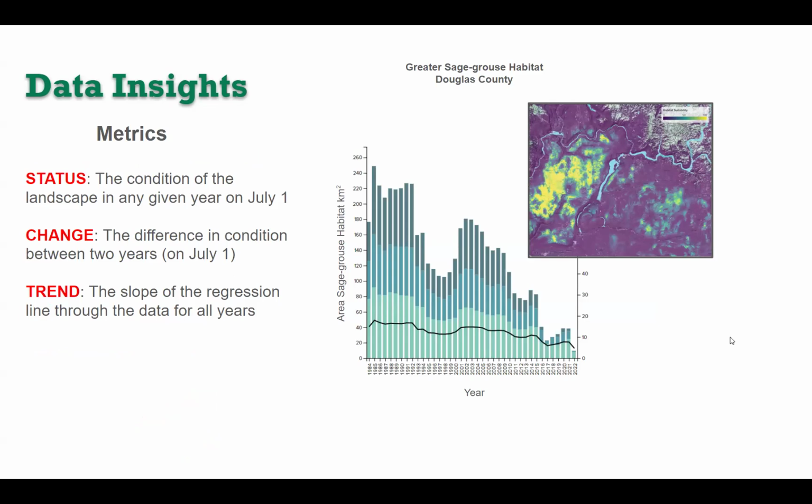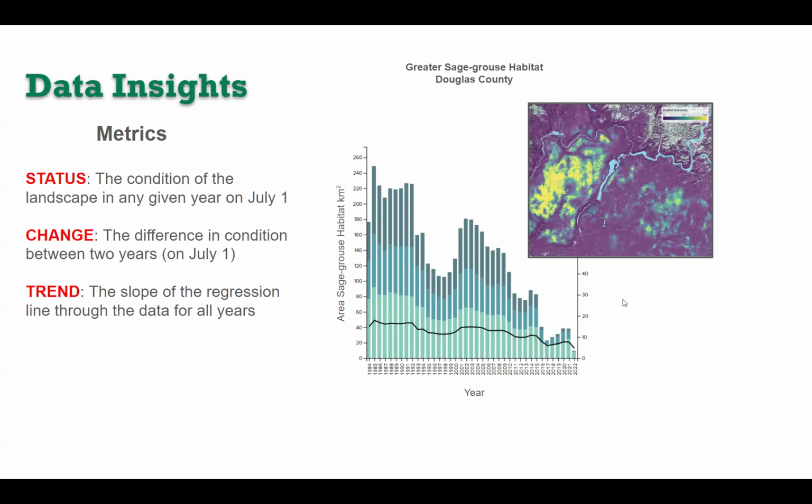There's also the metrics, like what are we actually showing you? Most of the data in the map right now is the status of the landscape at any one year in time. So it could be the quality of habitat for the mesic ecosystem in 2022. It could be the fractional cover of invasive annual grasses in a certain year of interest. It's this snapshot in time.